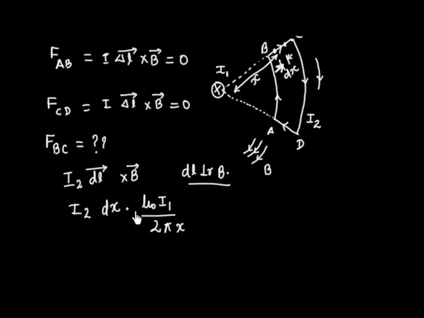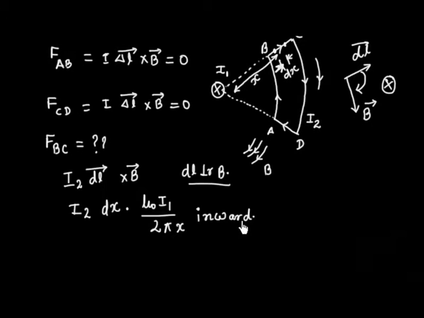What is the direction of force? You see delta L is in this direction, B to C, and B is in this direction. If you follow the right hand rule, this is the direction of delta L, and this is the direction of B. Are you getting or not? If you go from delta L to B, your thumb will point inward. So the direction of delta L cross B is inward. Let me write: this force is inward, into the plane of the paper.